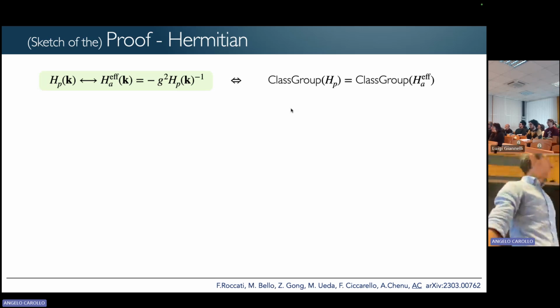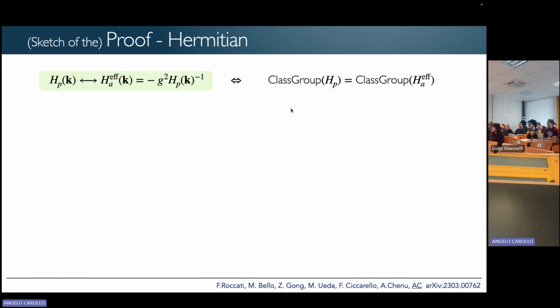Let's sketch it. As I mentioned before, under the assumption that I mentioned, the effective Hamiltonian has this shape. If you go in resonance, the effective Hamiltonian, the block Hamiltonian, is exactly minus g squared times the photonic Hamiltonian to the -1. It's very simple. This is a mapping, and I mentioned before that these two Hamiltonians maintain the same symmetries: chiral symmetries, time symmetries, and so forth. So they belong to the same class.